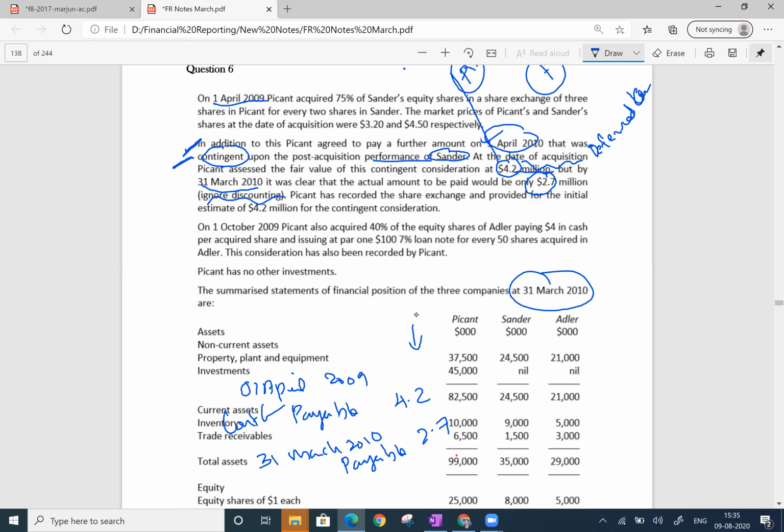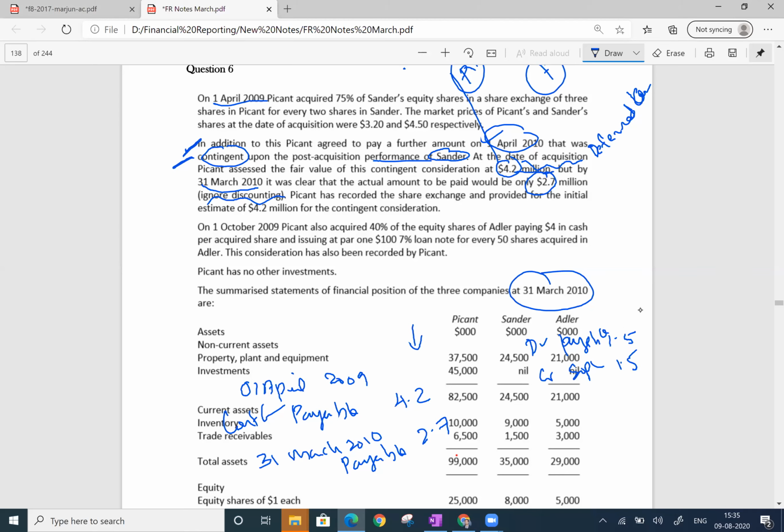One time they have asked the journal entries. What will be the journal entry? Will you debit payable or credit payable? That's all my question. The difference is 1.5 million. So from 4.2, you have to reduce the payable to 2.7 million. If you have to reduce payable, will you debit payable or credit payable? Yes, very good. Debit payable 1.5 million. Now what will you credit? You will credit SOPL 1.5 million.